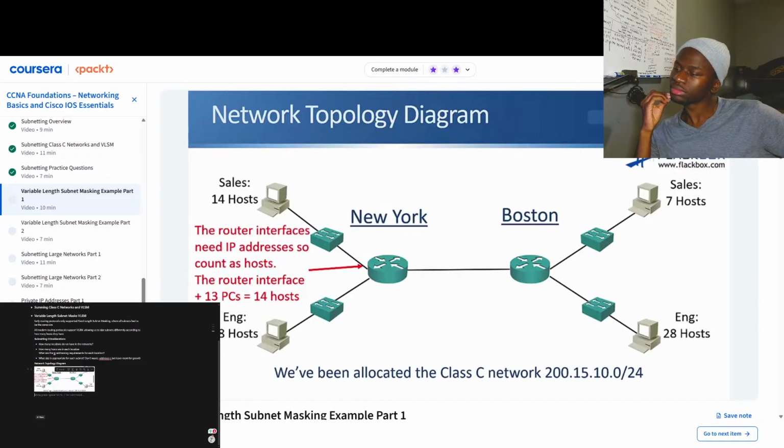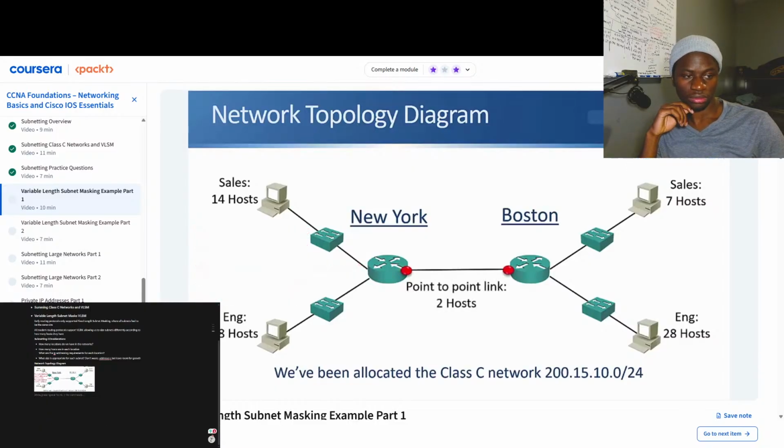We've been allocated the class C network of 200.15.10.0/24 from our internet service provider.